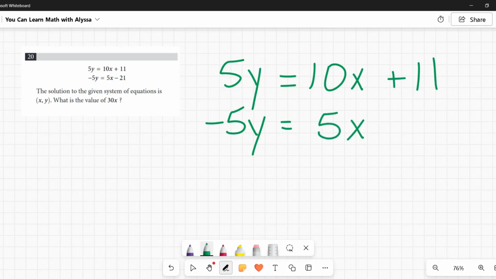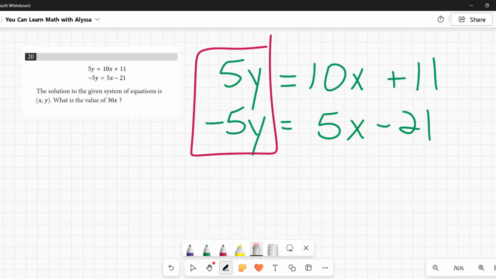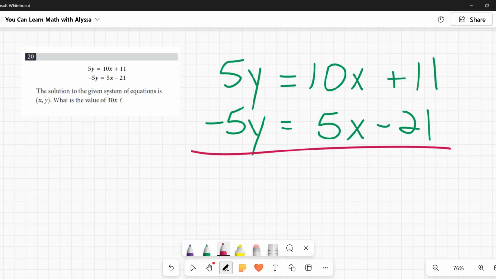I would not graph this one myself because look at this right here. I am set up for elimination. I don't even have to do anything. I don't have to multiply by anything. If I add these together, it's going to cancel out. So that's what we do when we are eliminating things. We want to add the equations together and have one of the variables cancel out. So they need to be opposites.